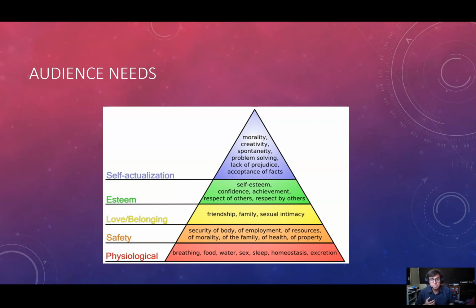Next, we move on to audience needs, and this is best resembled through Maslow's hierarchy of needs. At the very basic level, we have to satisfy physiological needs in order to live. We also have safety needs, which are slightly less important than that. Security of body, of employment, of resources, of morality, of family, of health, of property. And then slightly less important than that are love and belonging needs. And if we do not satisfy those safety and physiological needs, we will not care that much about love and belonging.